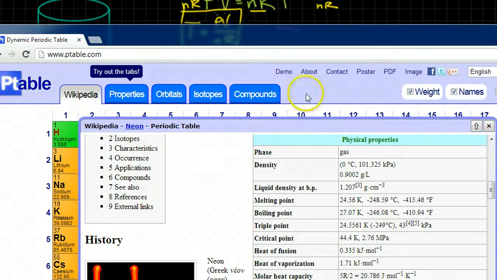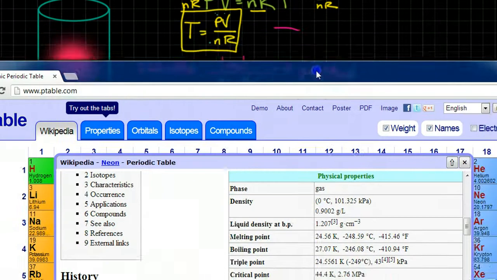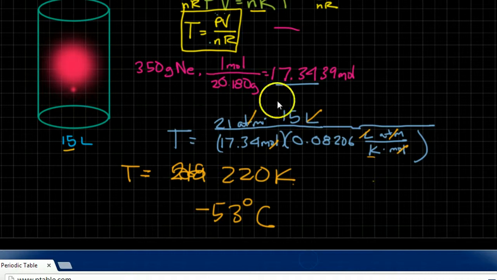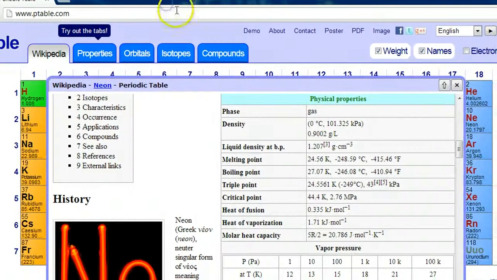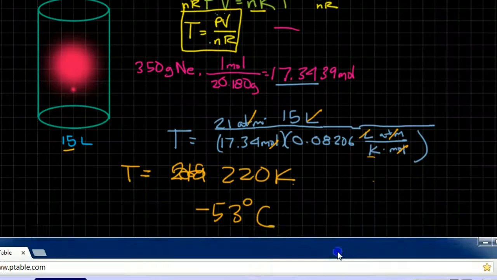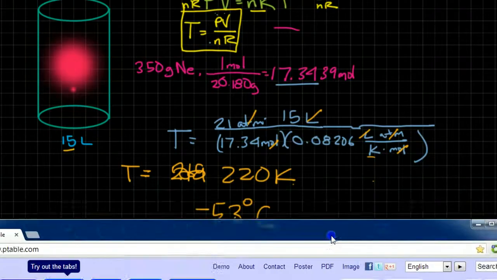Okay, as soon as I finished that last video, I just thought of something cool. If you haven't watched the one on neon in a 15-liter container, the answer we came out to was 220 K, which is pretty cold, but not super cold. If you look at the melting point and boiling point, to go to a solid you're going to have to get colder than 248 below Celsius, or 24.56 Kelvin, and we're nowhere close to that. But what if we wanted to?